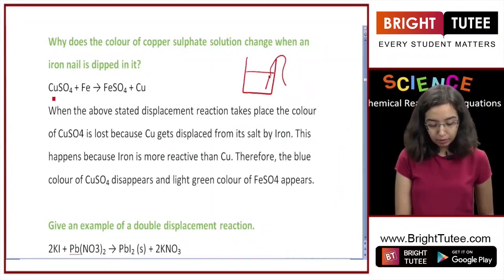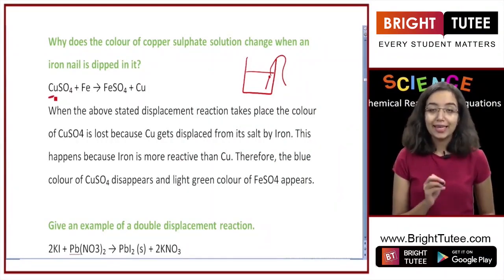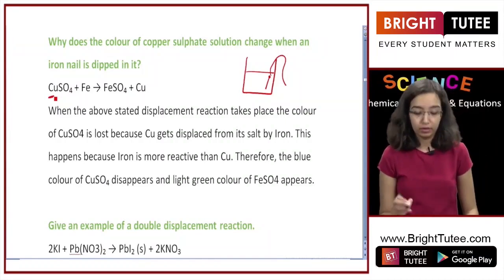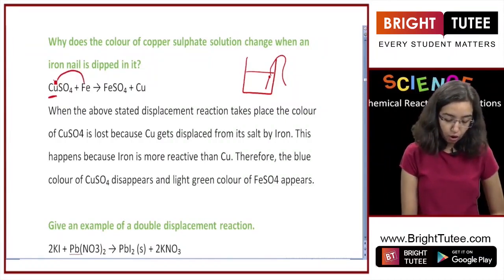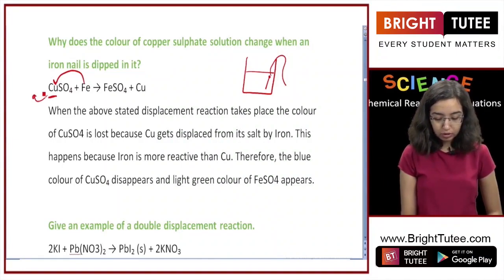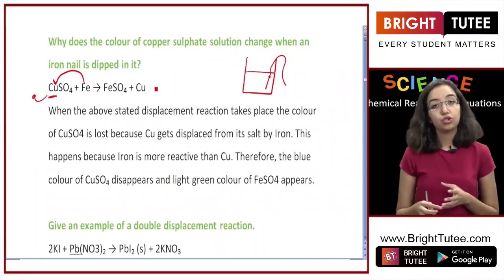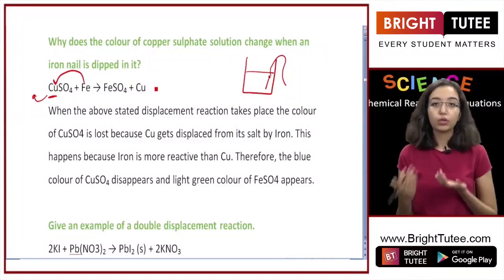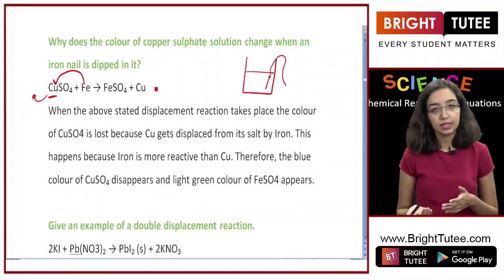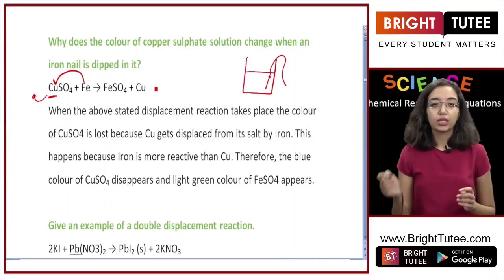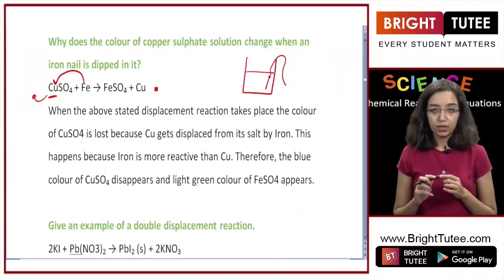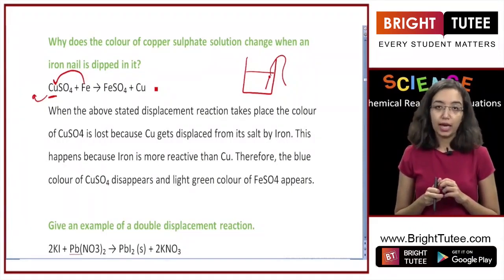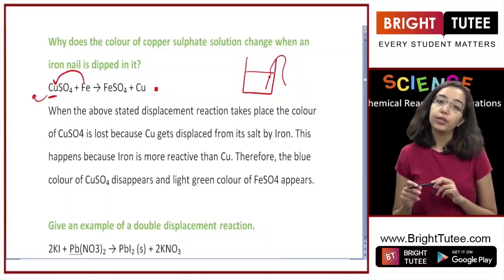This happens simply because copper is less reactive as compared to iron. So iron replaces copper from its compound, it kicks it out and takes its place in the salt. When it takes the place, the color of copper sulfate is lost because copper sulfate no longer exists. And copper is kicked out, which gets deposited on the nail. So basically the color is lost because a more reactive metal, which is iron, replaces a less reactive metal, which is copper, from its solution.